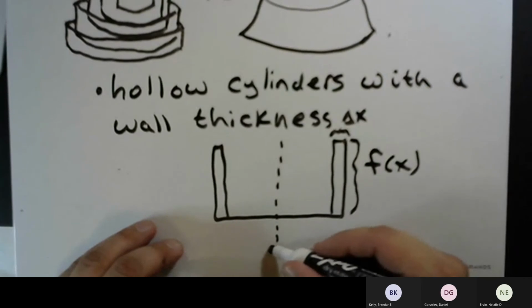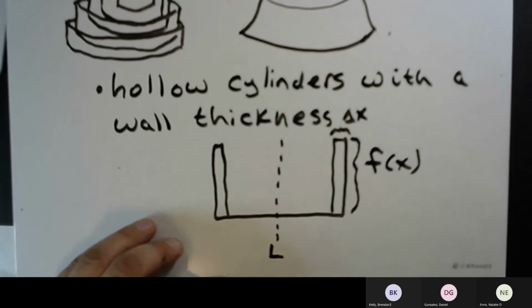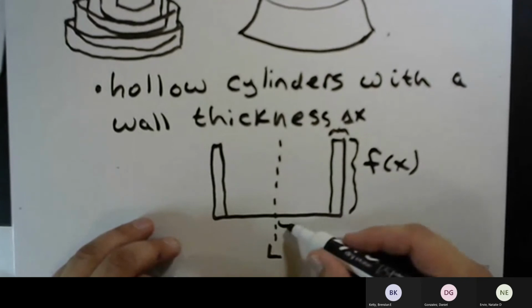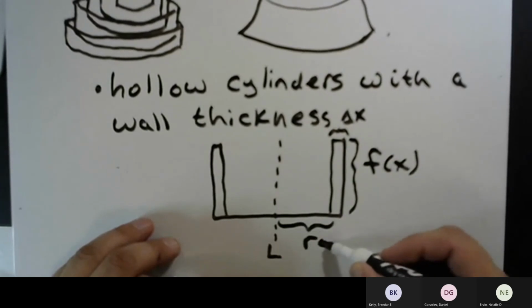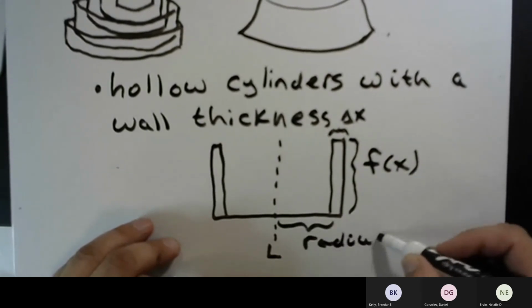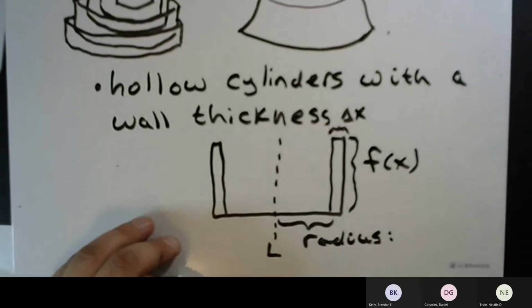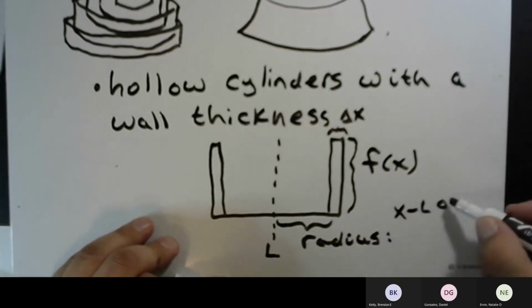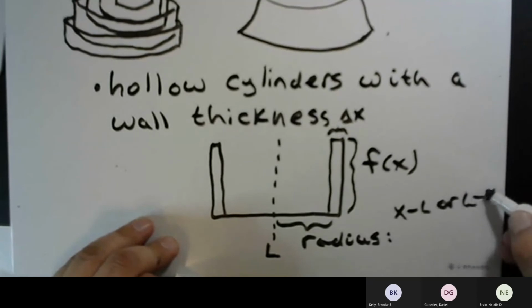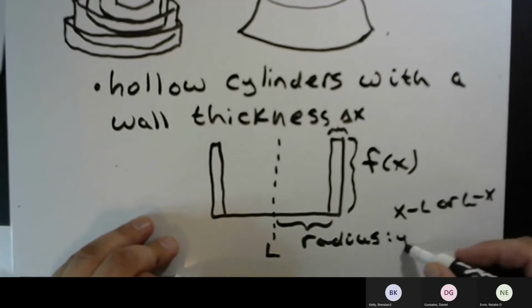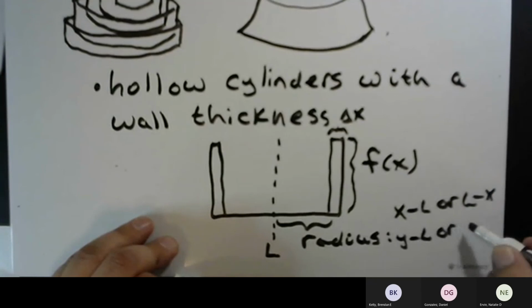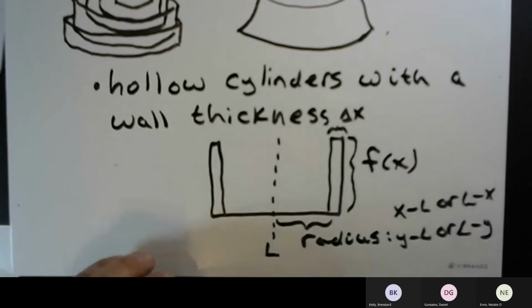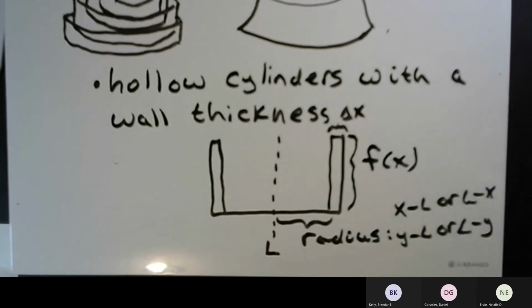Usually it's like x equals L. We'll just call it L. X equals L, y equals L. And it's going to have a radius. And typically what this radius could be, it's usually x minus L, or L minus x, or it could be y minus L, or L minus y. Those are typically the formulas for the radius. And I'll show you why that turns out that way.